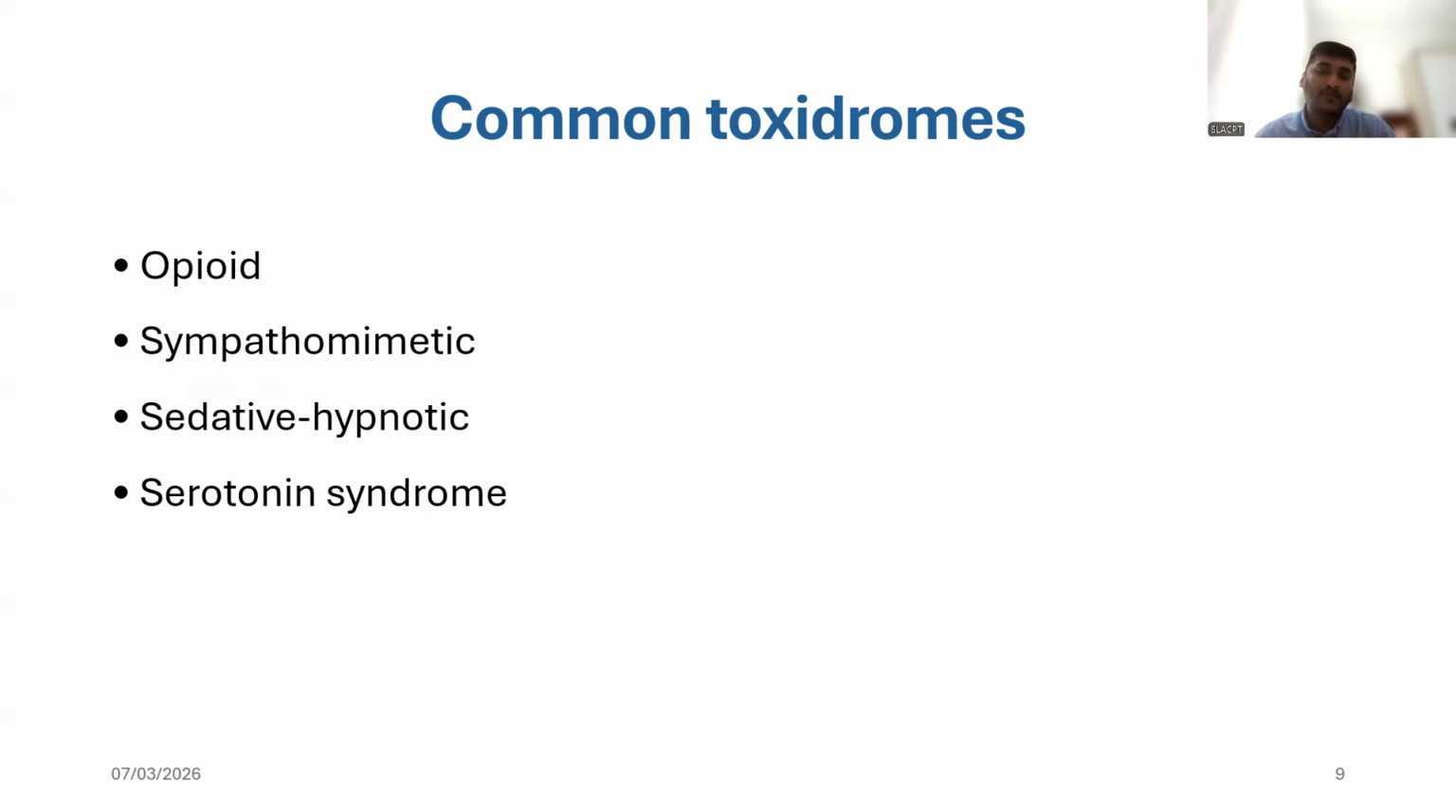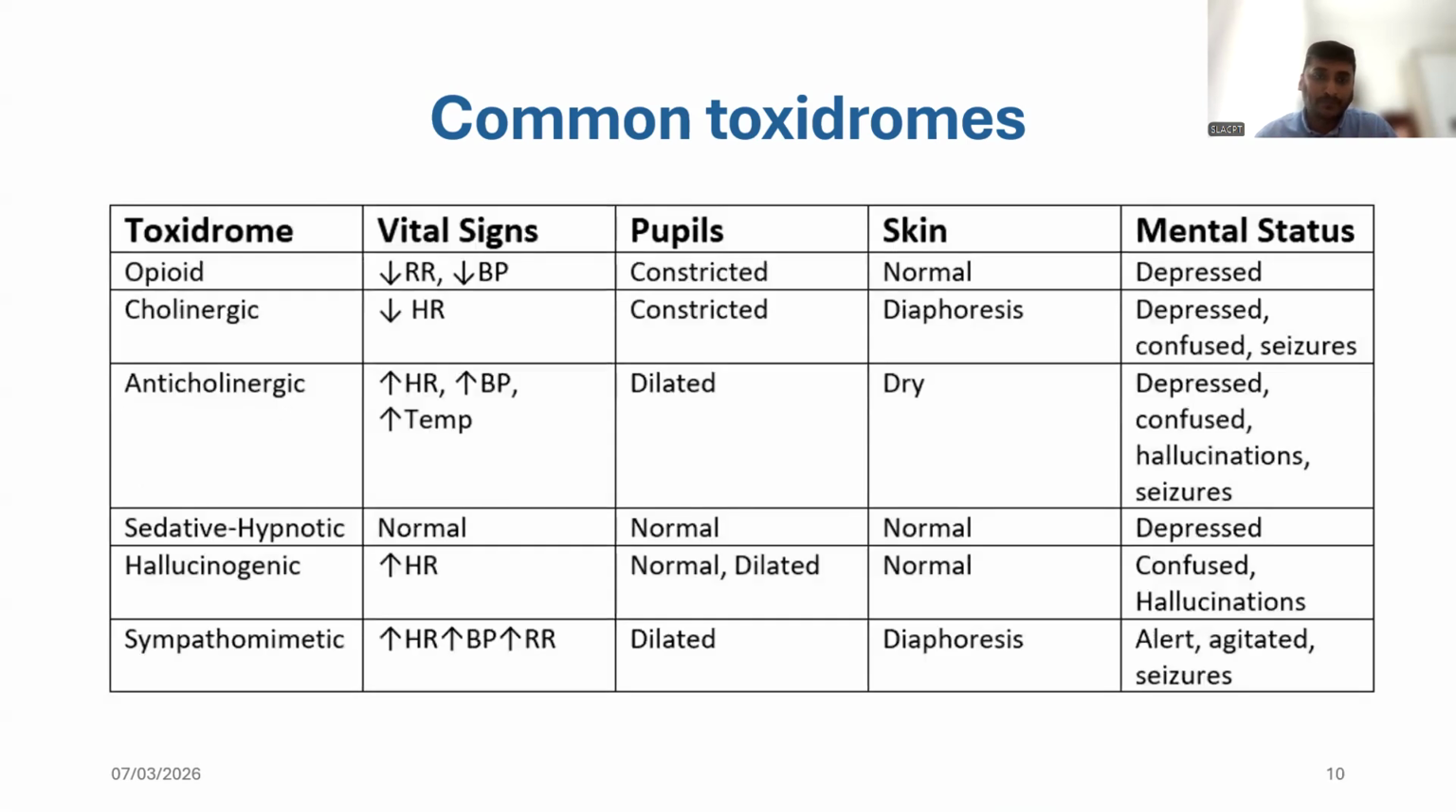But at the same time, we have to gather information from the evidence we have and also from the history given by the bystander or the patient themselves. Opioid toxidrome is due to heroin overdose, so they will present with opioid toxidrome. There are drugs which can give rise to sympathomimetic toxidrome, and the sedatives, the CNS depressants, usually result in sedative hypnotic toxidrome, and some drug overdoses will also lead to serotonin syndrome.